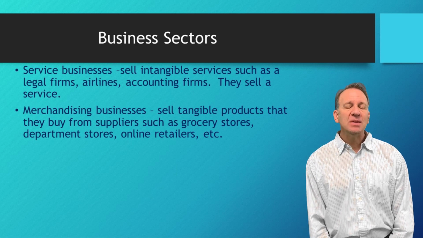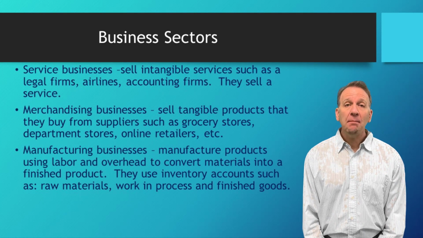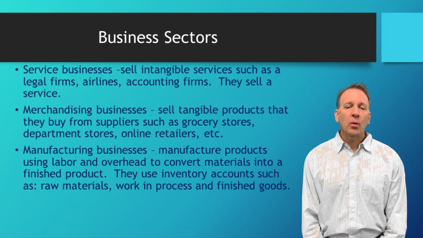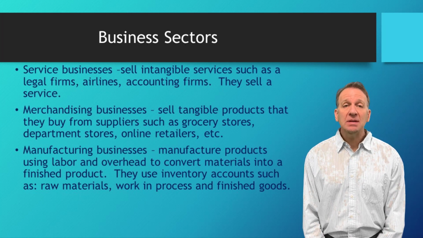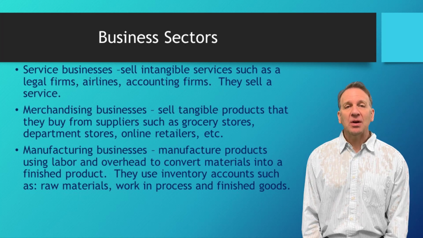All right, the third type of business sector is the manufacturing business. They're manufacturing a product, they're making something. And they're going to convert materials into this product. So they'll buy materials and then they'll use labor and overhead to convert this material into a product.